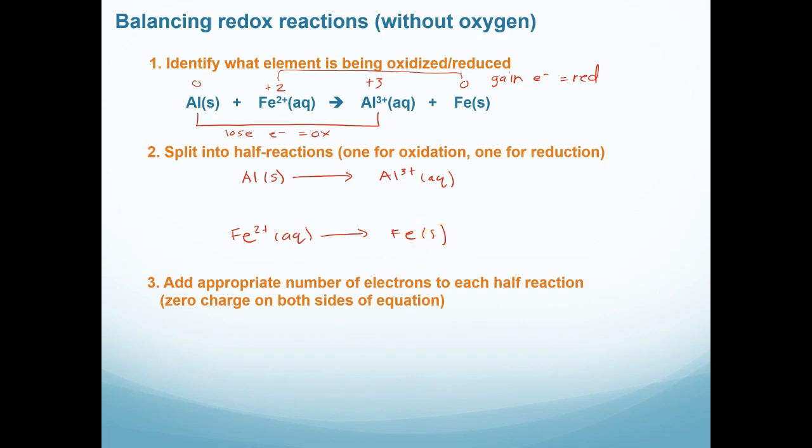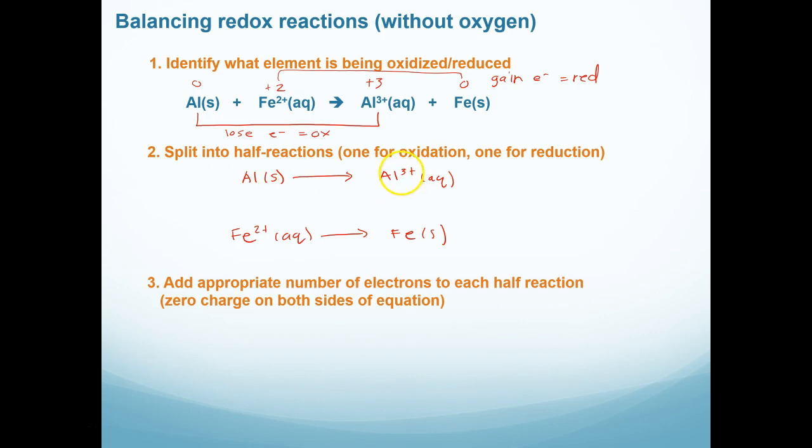Okay, so the next thing we want to do is add in electrons to the half reactions so that we get a charge of 0 on both sides of the equation. So we need to figure out what side we're adding electrons to, right? So in this case, we are adding electrons onto this side because this is neutral overall.